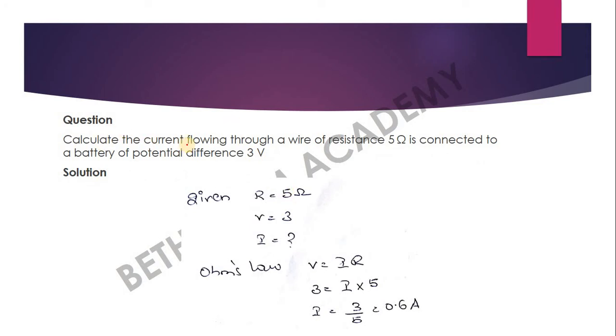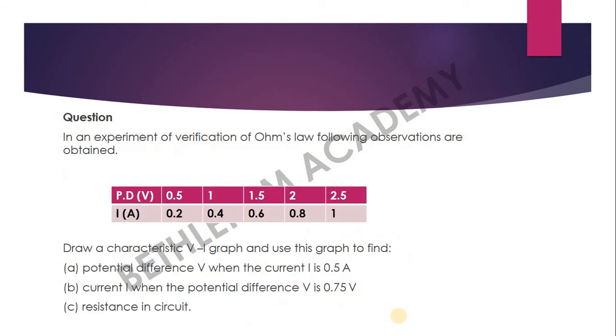Next question is, calculate the current flowing through a wire of resistance 5 ohms connected to a battery of potential difference of 3 volts. Write down again the information that is given. R is equal to 5 ohms, V is equal to 3 volts and I is equal to how much. The formula that connects all these three is V is equal to IR. We substitute the values. V is equal to 3, R is equal to 5, and I we need to find out. Then I is equal to V by R, that is 3 by 5, that is equal to 0.6 amperes.